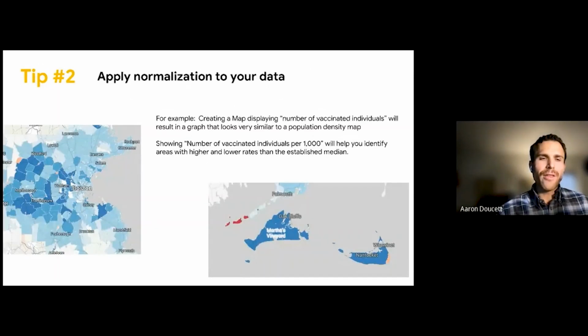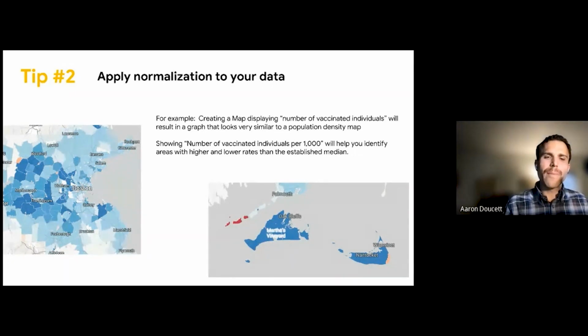Another tip is to consider when to apply normalization to your data. For example, if we're creating a map trying to show vaccine rates, rather than just showing the total number of people who got that vaccine, we might want to show the number per 1,000 or divide it by the total population for that area. Because, for example, we might have some areas with a smaller population, and simply showing a count might not give us a good representation of what we're trying to show off, which is, in this case, what percent of that population meets that criteria.